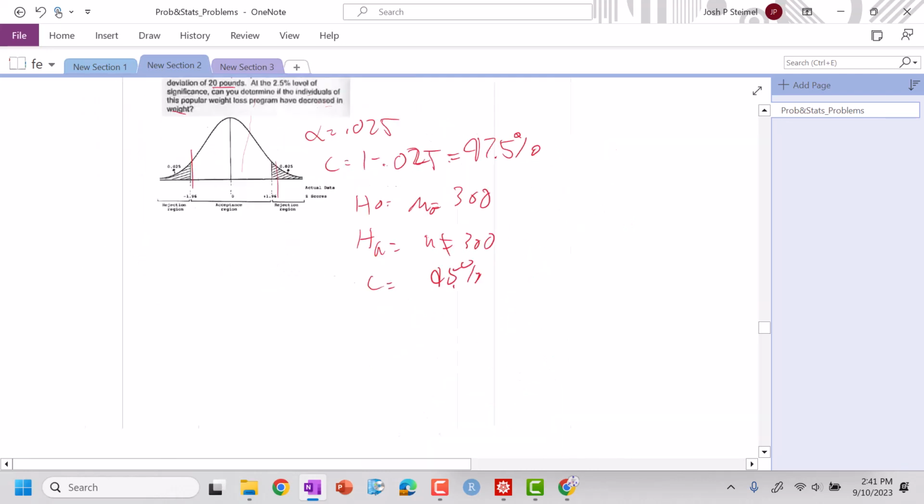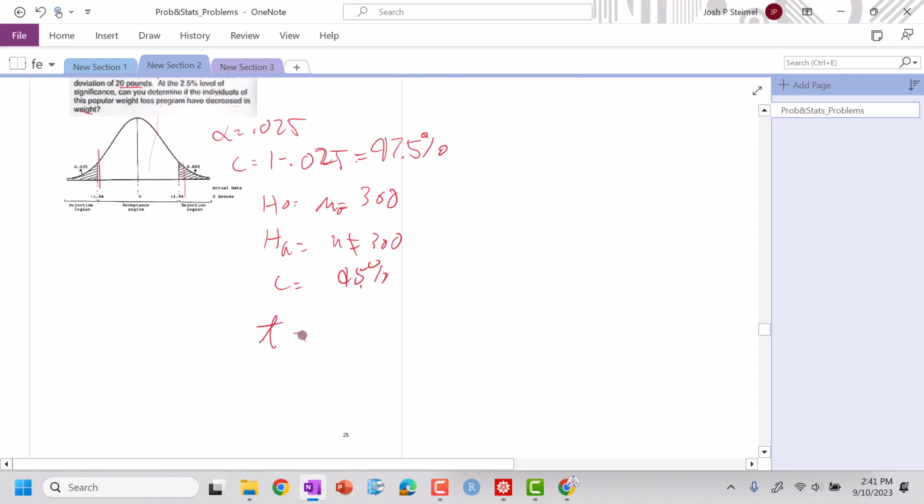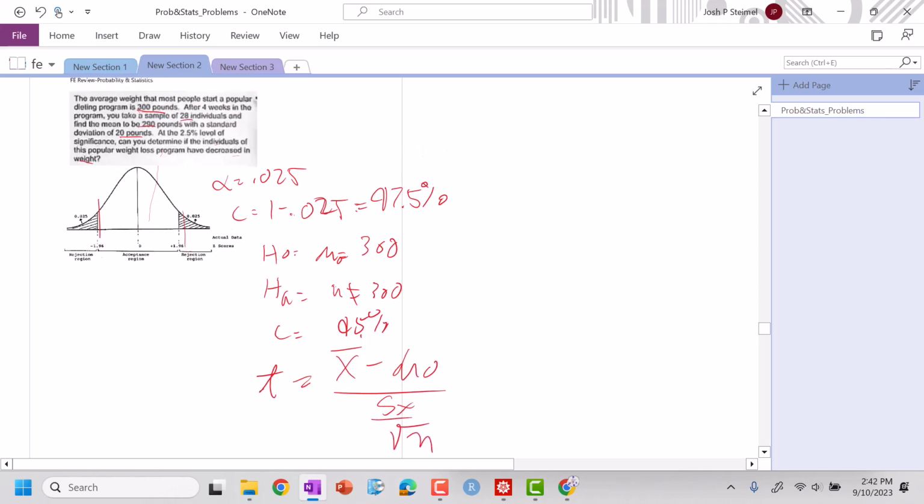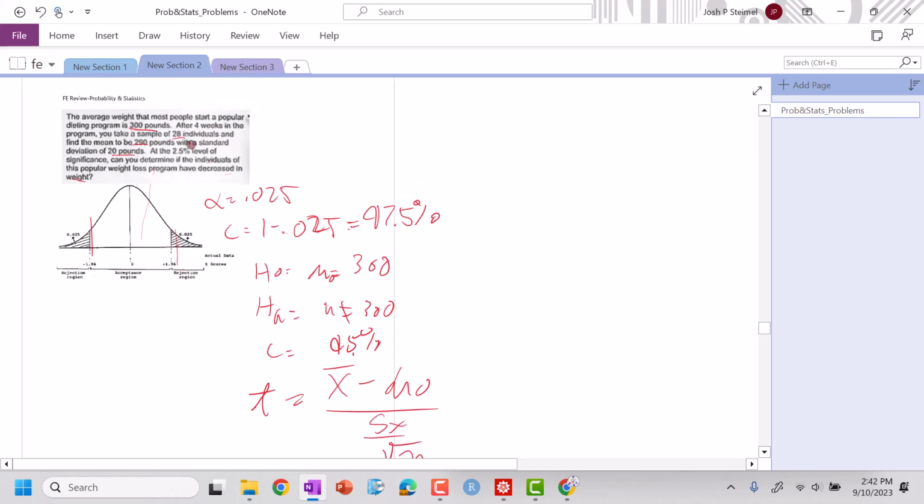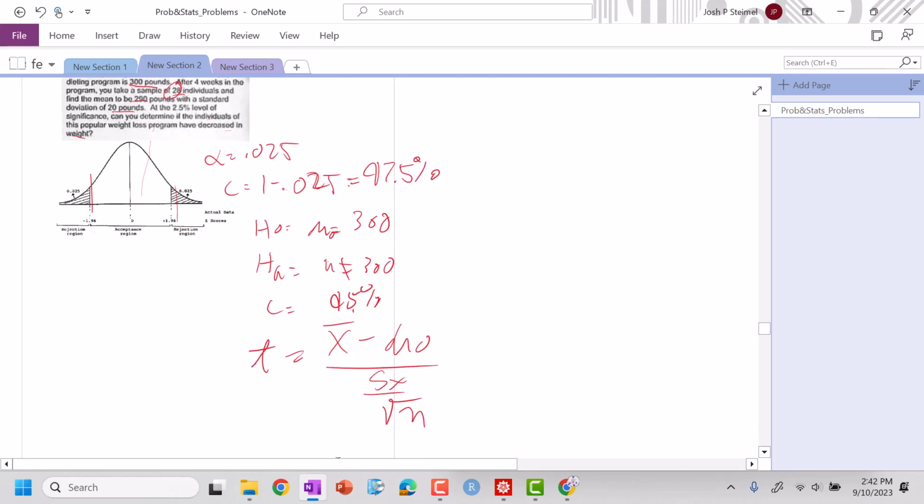So now we have to figure out our t-value. Our t-value is going to be x bar minus mu naught divided by our standard deviation over square root of n. Why am I doing t? Because we're at 28, that's a small sample size.